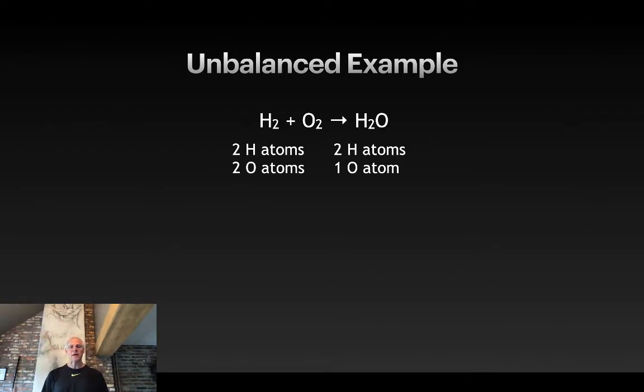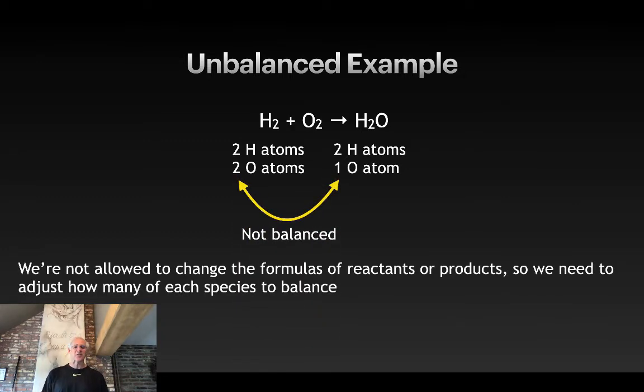Okay, so now we have to balance our reaction. We see there it's not balanced. It looks like a little smile. It's not actually a smile, it's just indicating that those two numbers are not equal, so my reaction cannot be balanced. Now, one thing I've seen done before that you cannot do is to change the formula of the reaction, or to change the formula of a product or a reactant.